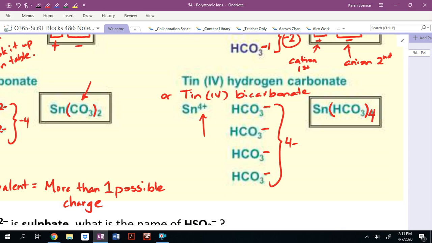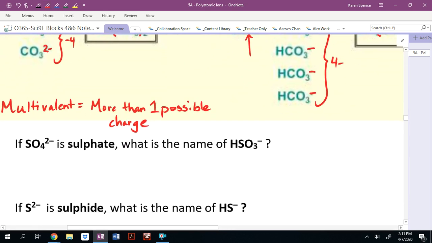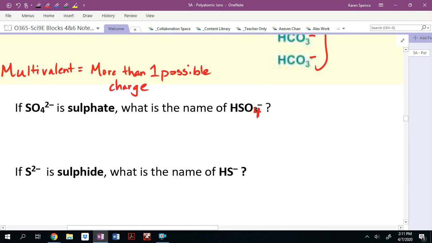All right, one last question, and that'll be it for today. If SO4, oh, there's a typo here. My apologies. This should be a 4 here. If SO4 2 minus is sulfate, what is the name of HSO4 minus? Okay, pause the video, answer that for yourself. Even write it down. Oh my gosh, writing down activates all kinds of different neurons in your brain and helps you remember things better.